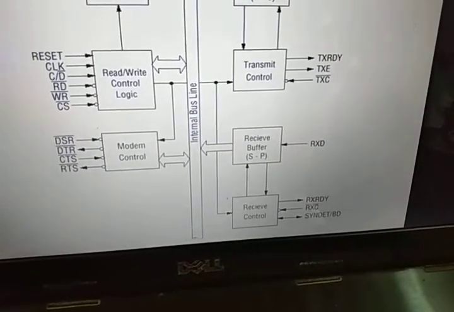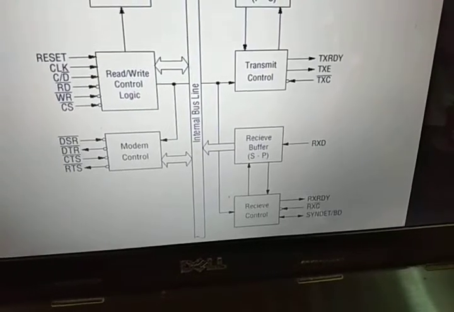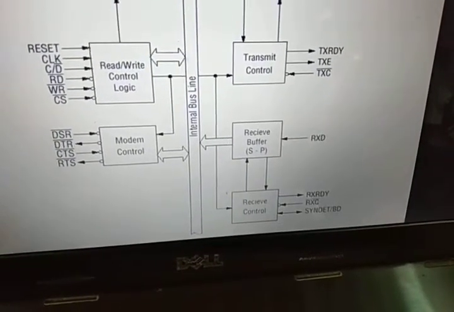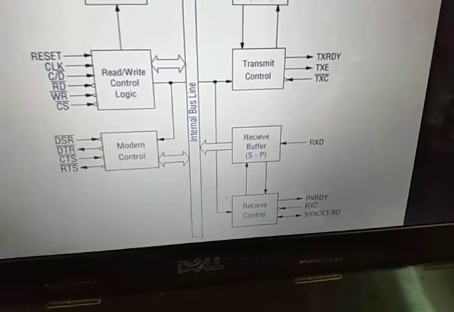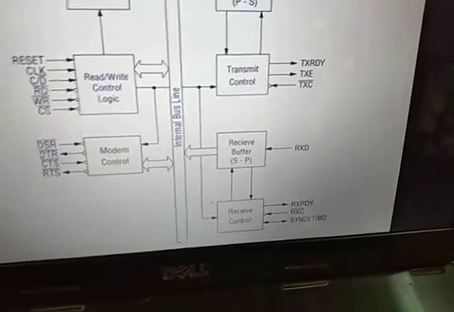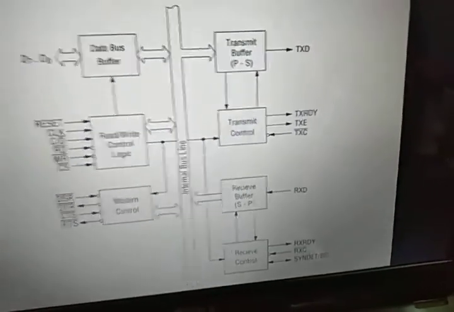And the other two are for the data from the 8251 to the microprocessor. It sends a request to send to the microprocessor, and the microprocessor will send clear to send. So that's about the architecture.